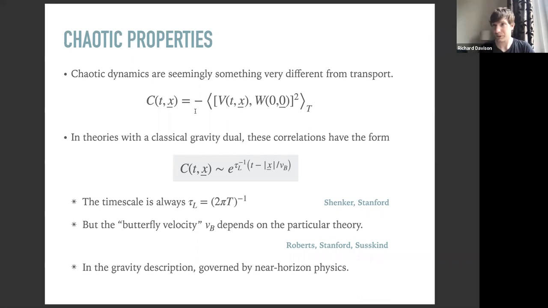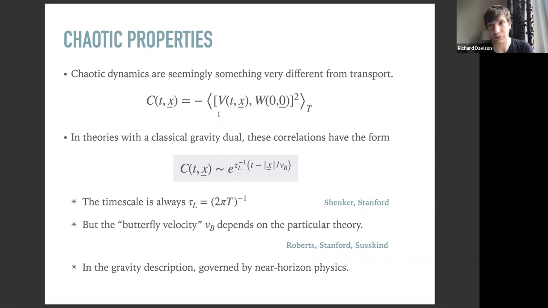So this correlator here is a way of quantifying, if you like, if I perturb my system at time zero and position zero with some operator W, what is the effect that has later on the measurement of a different part of my system V at some distant point in time and some distant point in space. Okay, so this looks different than a retarded Green's function of energy density, and it is different.